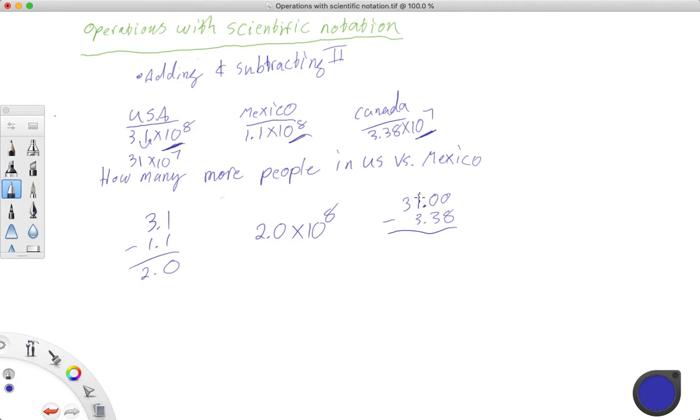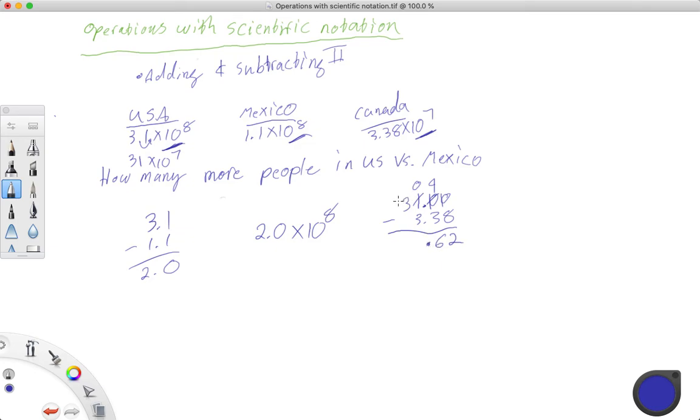So we have to go all the way to this 1. We're going to borrow from the 1, make that a 0, make that a 10. Now we can borrow from the 10, make that a 9. Thank you for lending us a 1 and making us a 10. Remember, 10 minus 8 is 2. 9 minus 3 is 6.